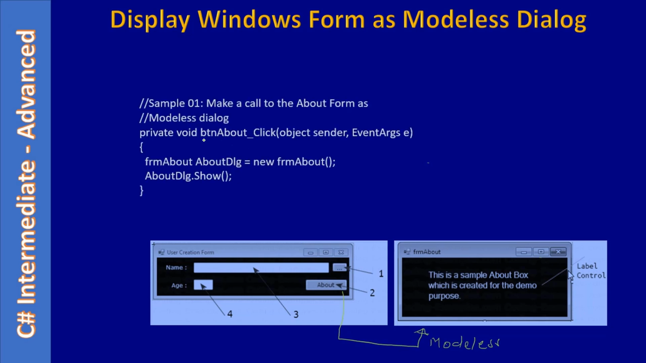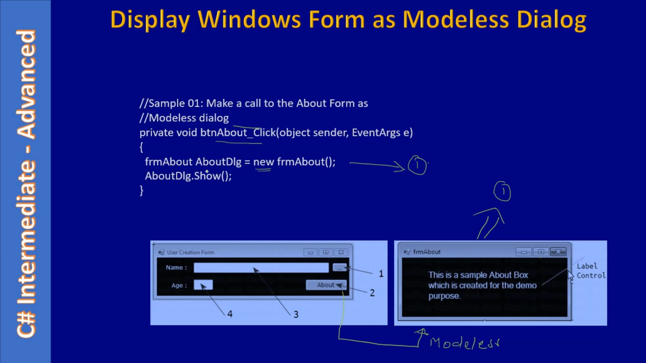This is the about, right? The btn about click event, that's what we are implementing here. First we will create this instance. So this is our form about. First we will create the instance of this about dialog using the new keyword.